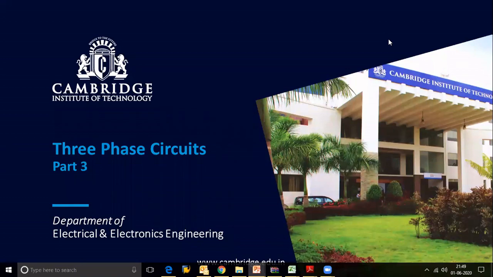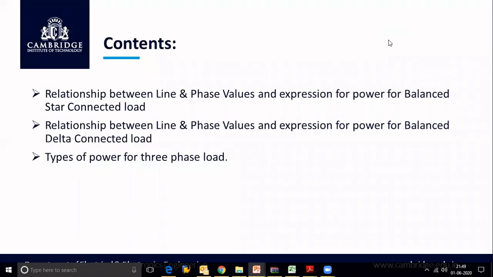Three-phase circuits. In this video, we are going to discuss the relationship between line and phase values and the expression for power for a balanced star-connected load, and the relationship between line and phase values and expression for power for a balanced delta-connected load, and different types of powers for a three-phase load.